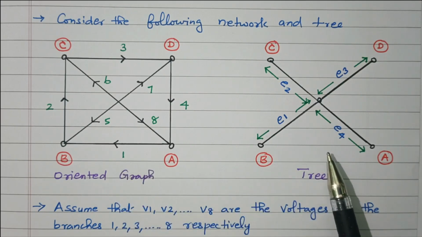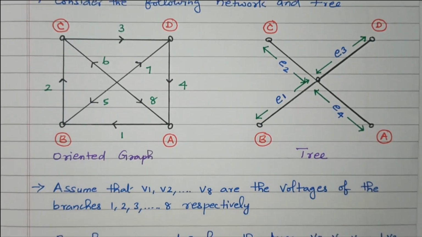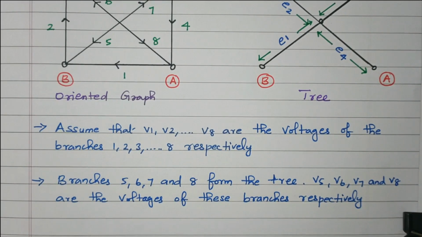From that, n number of trees are there. We consider this tree. By analyzing the tree, we are able to see that there are 4 cut set schedules available. Now we'll see what the diagram for the cut set schedule is.